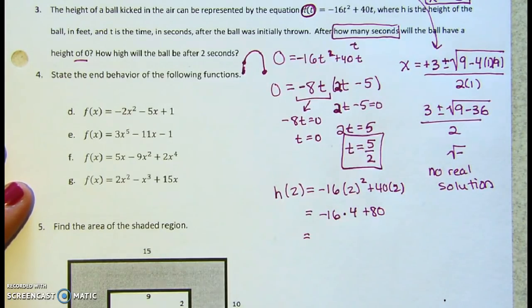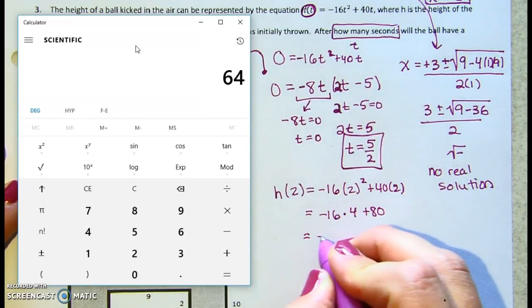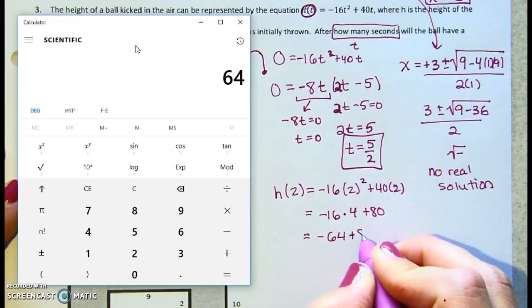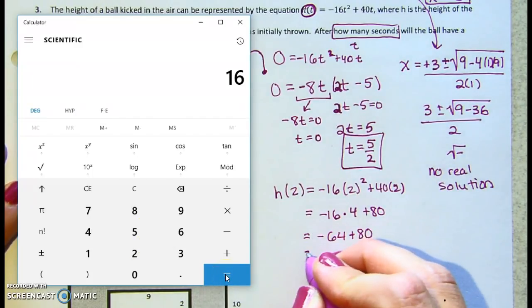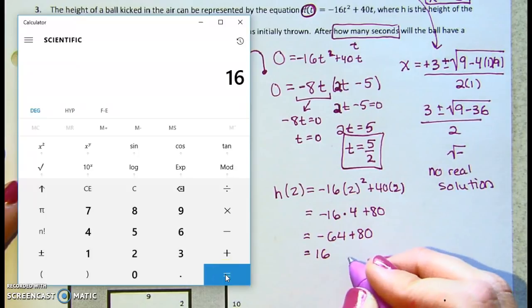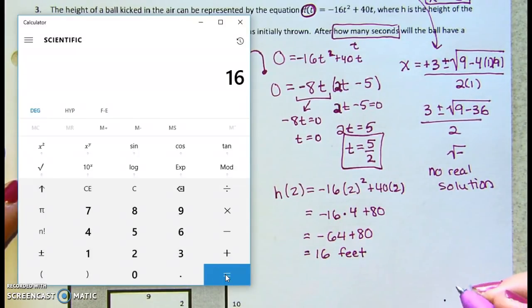I don't know. Today's just a day where I need a calculator. It's a Friday afternoon. I think it's 64, but I'm not sure. It is. Congratulations, calculator. You got it right. Negative 64 plus 80 is 16. So after 2 seconds, the ball is 16 feet in the air.